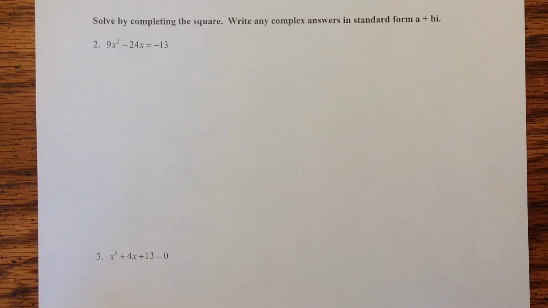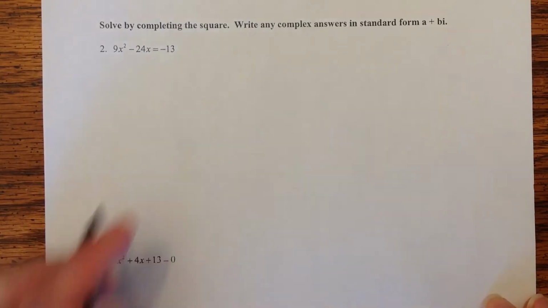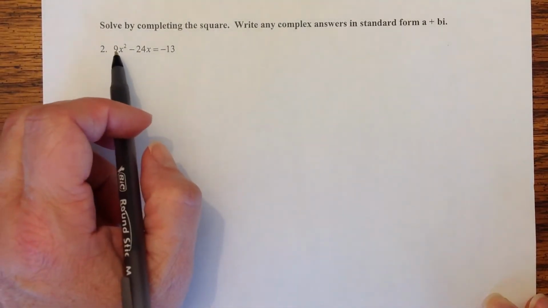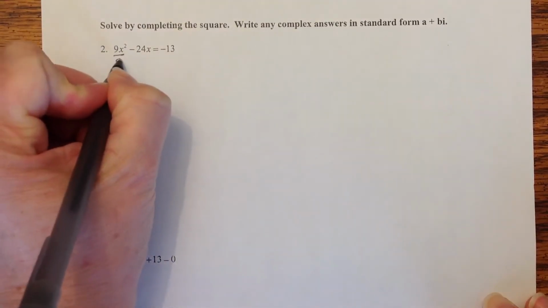So let's try again. This next example does not have a leading coefficient of 1. So the first thing we must do is divide all parts by 9.